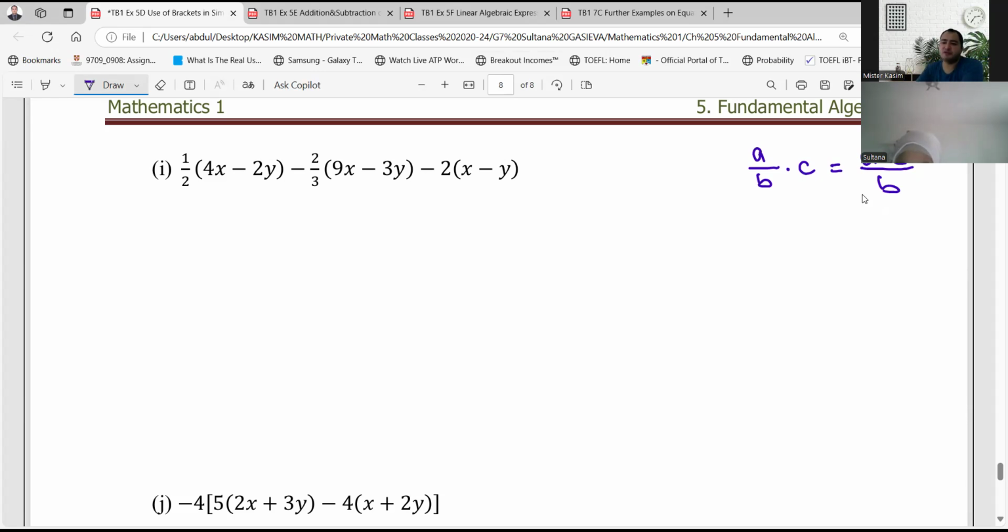Give it a try, Sultana. First, write in your notebook, because when you write, you can understand, you can feel, you can get intuition on what you're doing here. Then do it. I'll give you 2 minutes, okay?